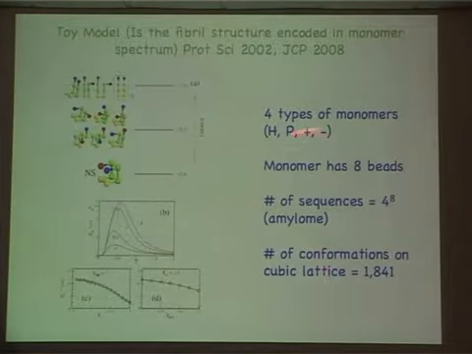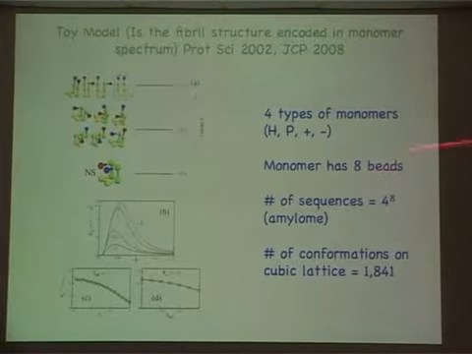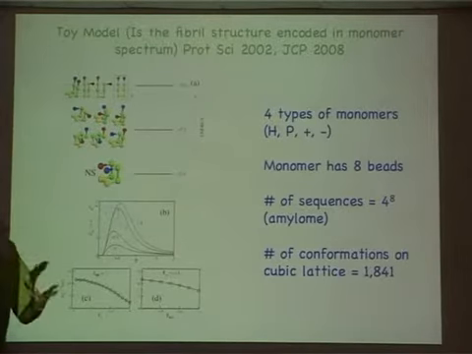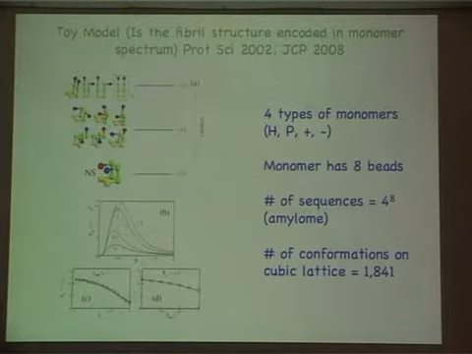The toy model has 4 types of monomers. I will simply say they're called hydrophobic, polar, and plus and minus. Of course, they have no bearing to real amino acid residues. There are only 8 beads in this, 8 residues, 8 beads in this chain per monomer. So the number of sequences is just 4 to the 8. And this is the universe of amylomes, if you will, the set of sequences which can in fact be amyloidogenic, and I'll tell you what that means.